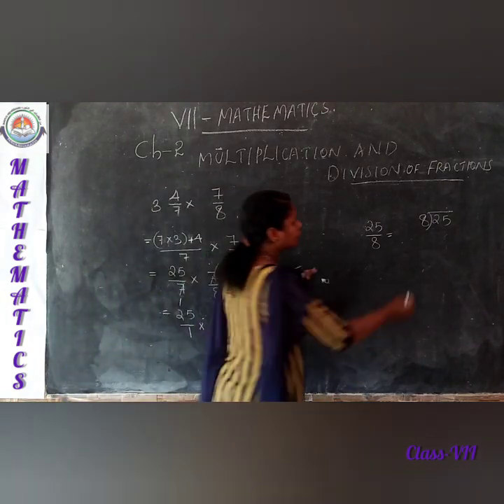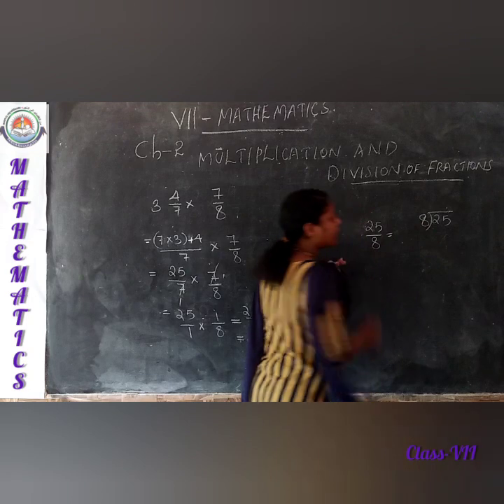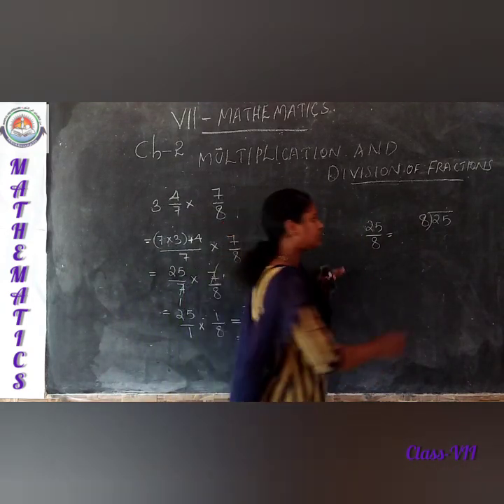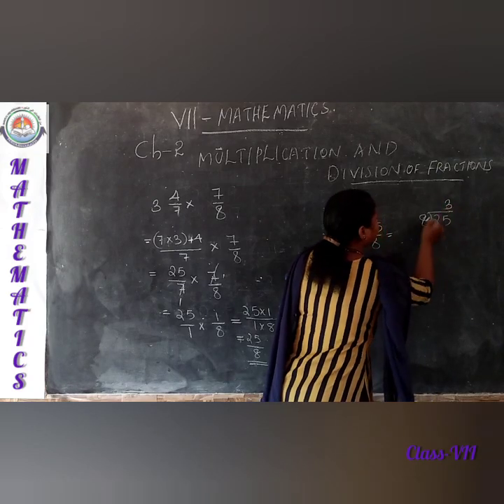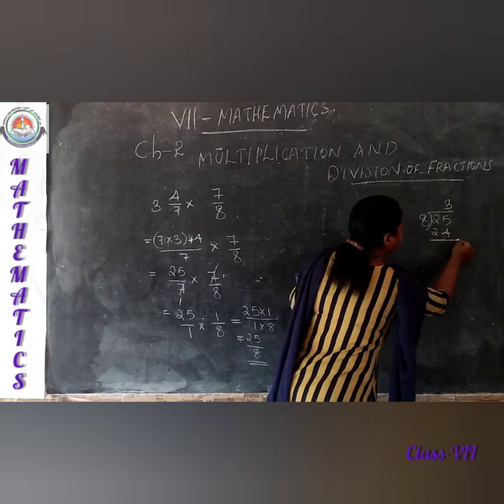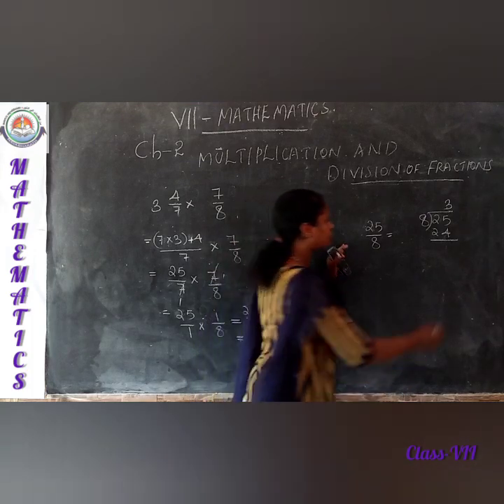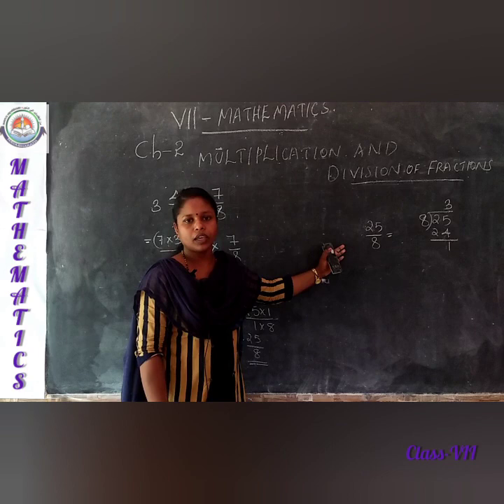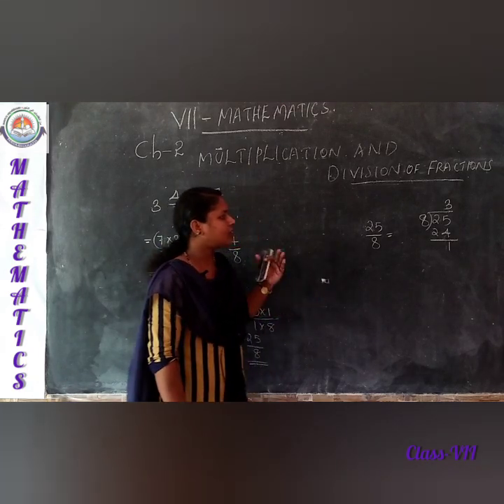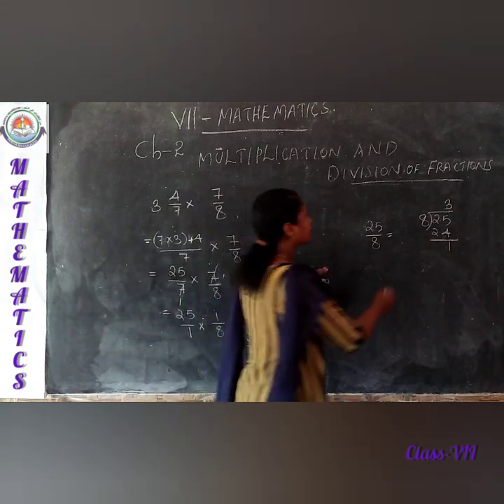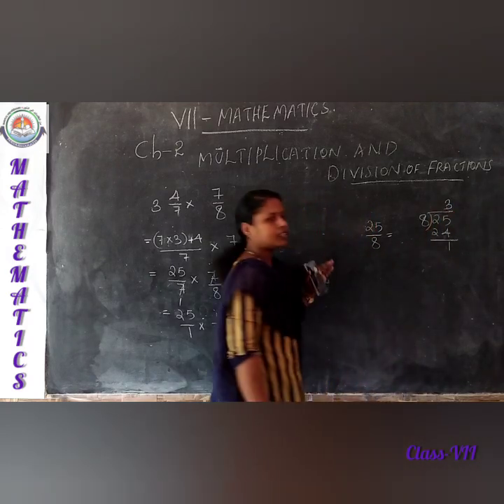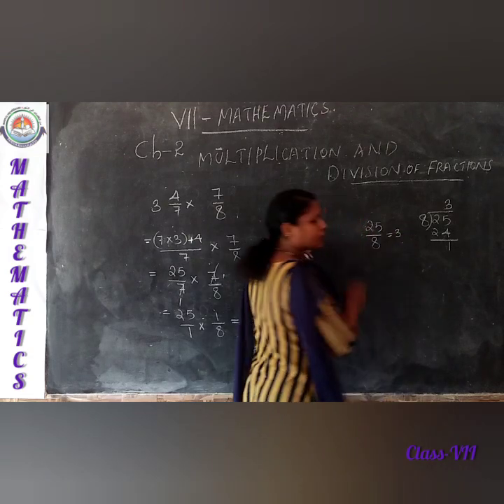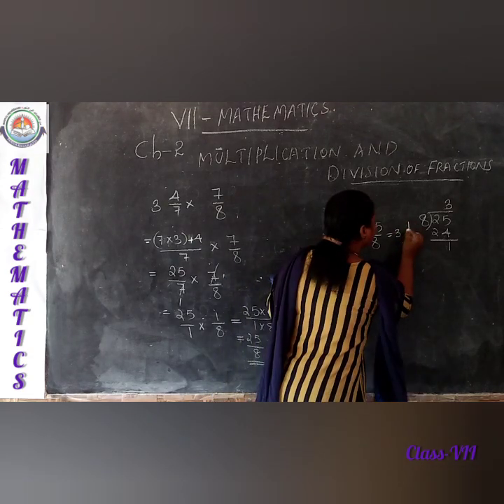Okay, so we need to divide 25 by 8. How many 8s are there in 25? 3. 3 into 8, 24. Then 25 minus 24, 1 is the balance. Okay, then here we can rewrite this: the quotient is 3, then 3 as the whole number part, 3 1 by 8.